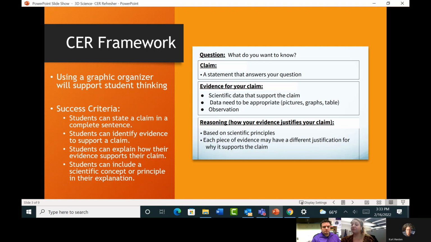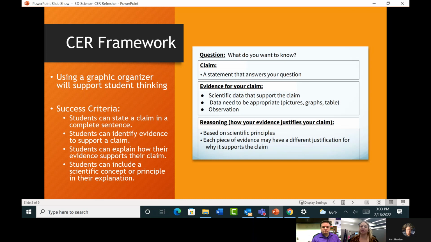Data needs to be appropriate for the grade level. So we're talking pictures, graphs, tables, line plots. And you can also utilize observational data as well. In the reasoning section, this is how your evidence justifies your claim. So when I was talking about the scientific principles, theories, laws, making sure that every piece of evidence has justification for why it supports the claim. So we're trying to pull that scientific evidence writing out of the students utilizing the CER framework graphic organizer.